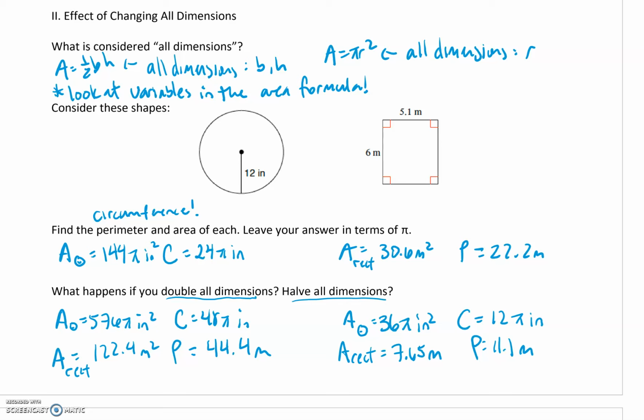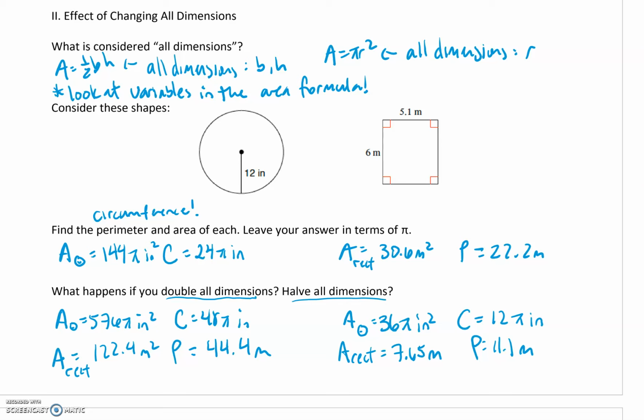All right, now let's try the same thing with the halving. So if you look at the 36 pi square inches, the 7.65 meters, when we halved the radius to make it 6, when we halved the length and the width of the rectangle, we have these two new areas. How does that compare to the original? How does the circumference and the perimeter compare to the original?